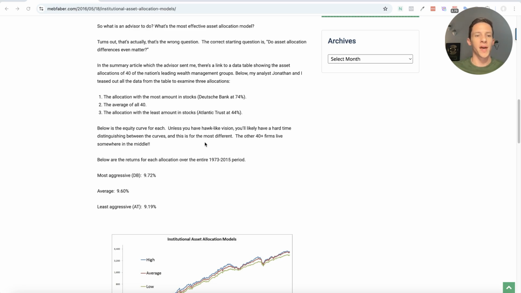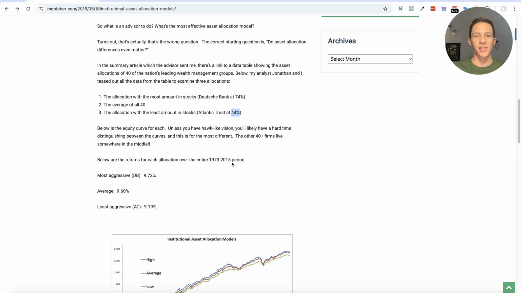where I left off, and that is the one with the highest allocation to stocks was Deutsche Bank at 74%, and the one with the least amount had 44% in stocks. So that is a pretty wide difference, pretty wide range of allocation to equities. These 40 institutions, no doubt, had 40 pretty different asset allocations, but over a big time period, what is this, 42 years, they all turned out to perform very, very similar.